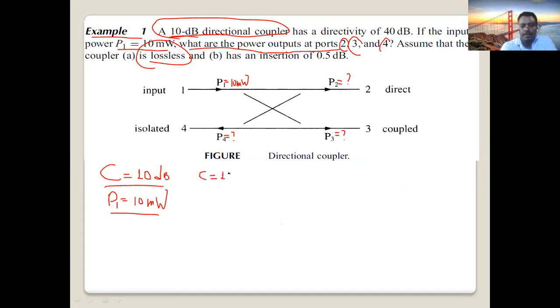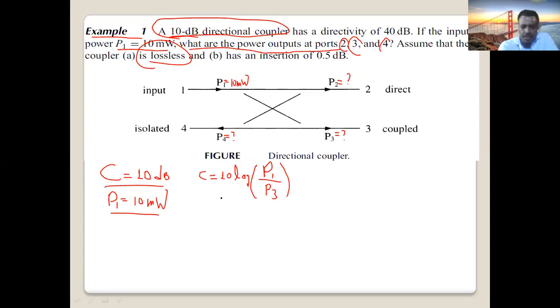10 log of P1, the input power, divided by P3. How much power is coupled? Okay, that is our formula. C, what we call coupling, is equal to 10 logarithm of P1 input power divided by P3. What is P3? How much power is sampled, how much power is coupled into port 3.